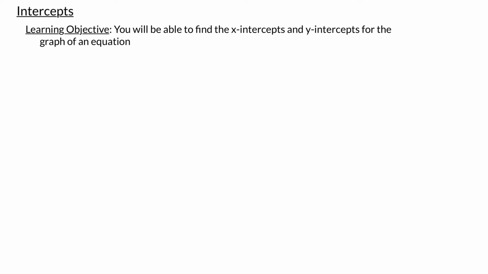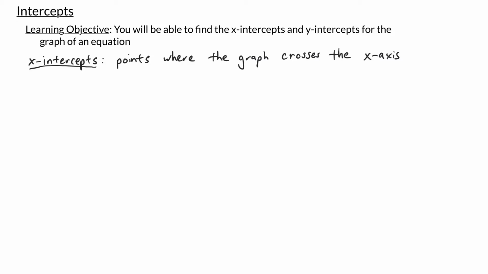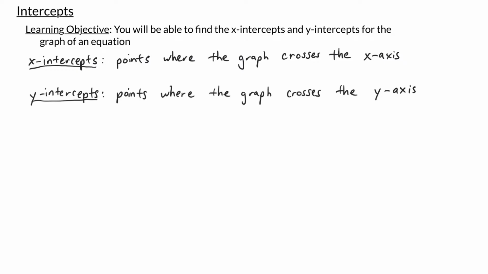In this video, we'll be learning about intercepts. There are two types of intercepts that we'll be interested in, x-intercepts and y-intercepts. By the end of this video, you'll be able to find the x and y-intercepts for the graph of an equation. The x-intercepts are the points where the graph of an equation crosses the x-axis. On the other hand, y-intercepts are the points where the graph of your equation crosses the y-axis.